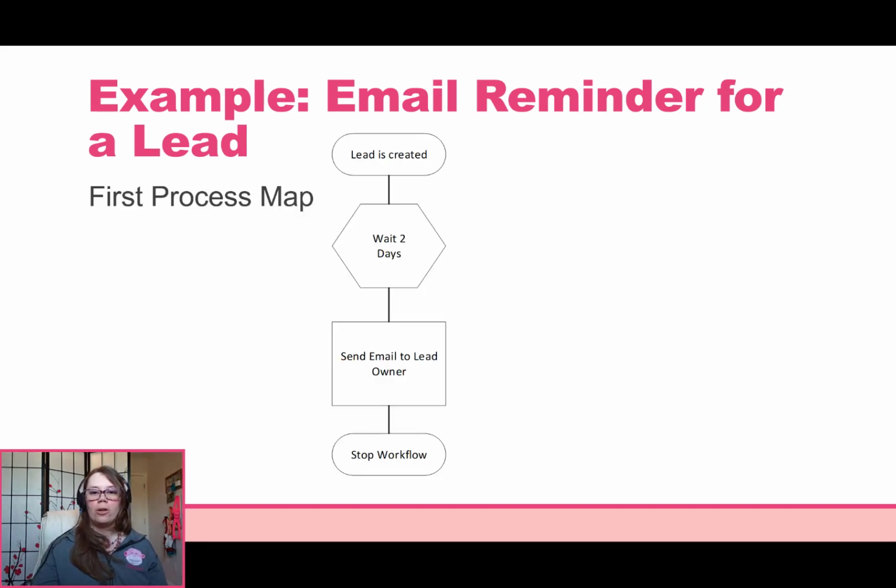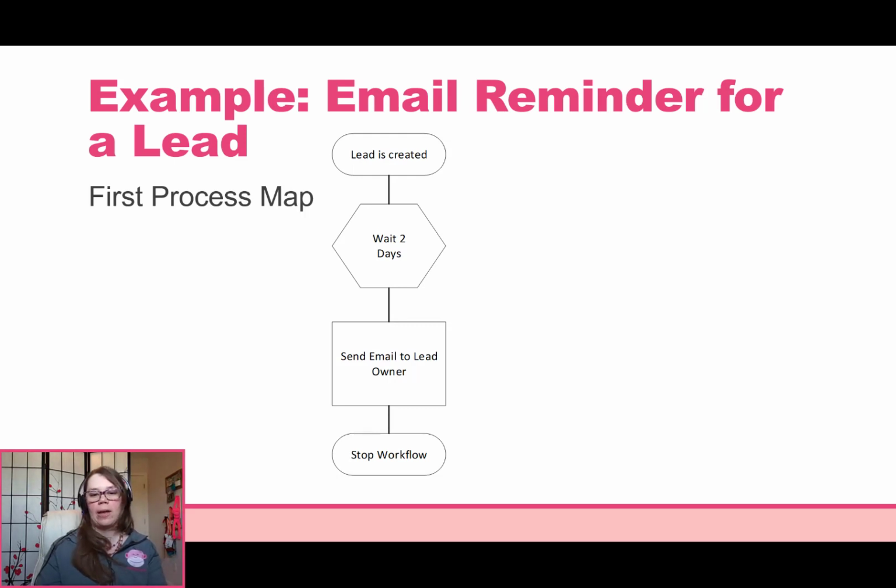So we might build our first process map to be something like this. Lead is created, wait 2 days, send email to the lead owner, stop workflow, right? Simple, easy peasy, but it doesn't actually answer any of those questions that we were just talking about. And one note, we do have that stop workflow step there, which I've included for consistency and to make it easier to understand. But that stop workflow step, in asynchronous workflows, doesn't really do very much.